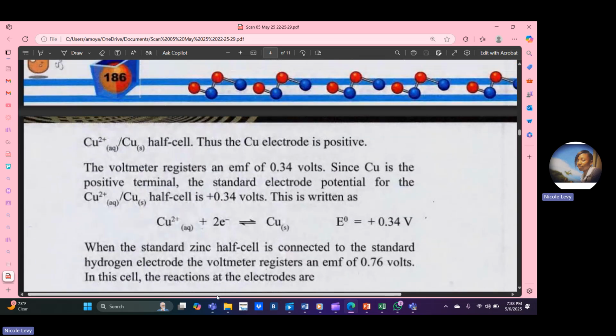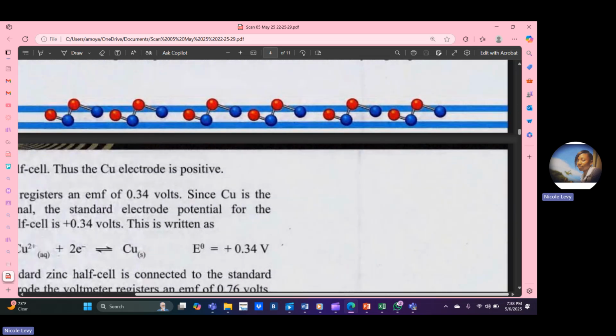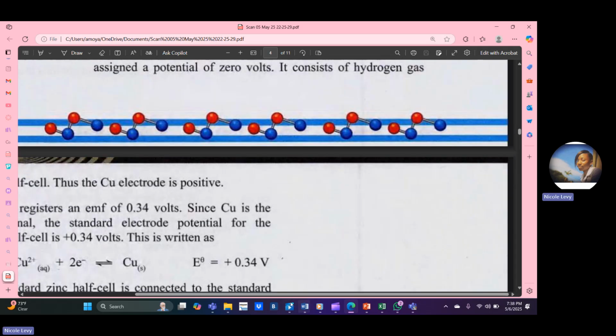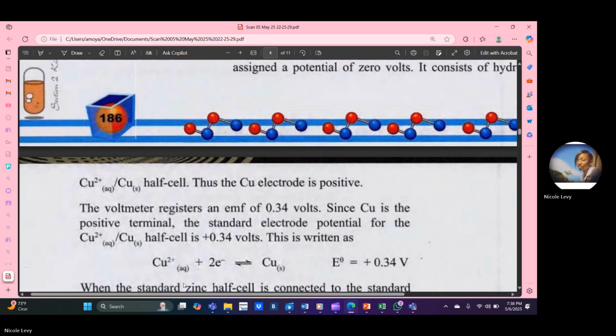Am I missing something from this one? Let me check. Alrighty. So I think I'm missing something from that part. Let's see if I cut it off. I did. Alrighty, 1 minute.